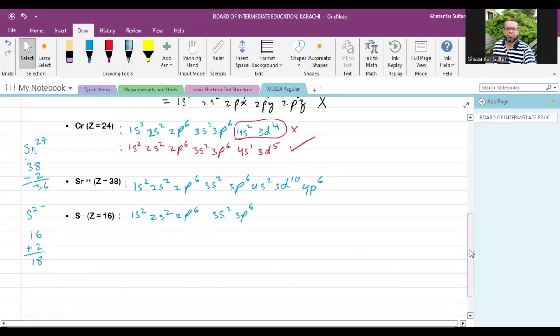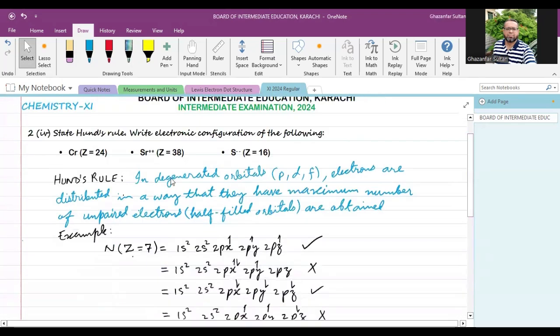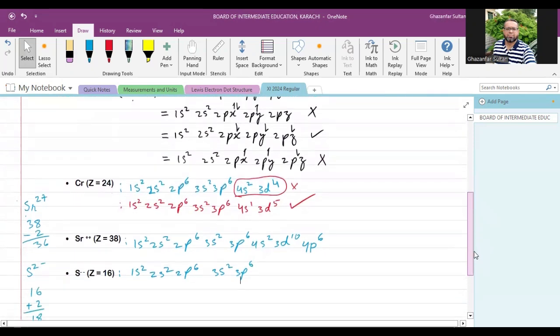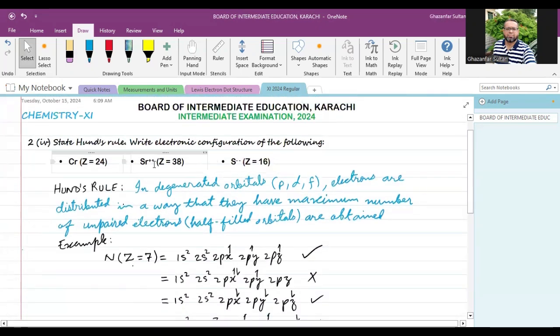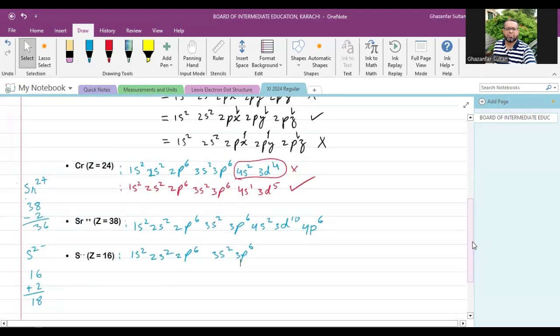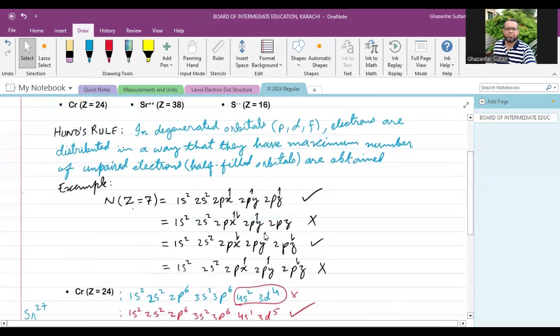So now you can see in this question, the first part was to write down the definition of Hund's rule. It was not necessary to give the example, just the definition was enough. And we are to write the electronic configuration of these elements and ions. Their atomic numbers are given. So we should know the correct rule, and any variation or deviation in the electronic configuration of some elements, for example, in chromium and copper. So that was the question for 4 marks, 1 mark for each electronic configuration and 1 mark for the correct definition. Although the example has no marks.